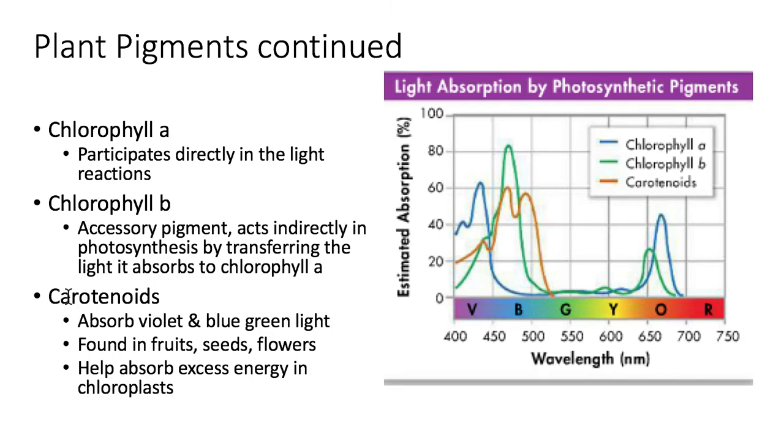And then we have these things called carotenoids, and these absorb violet and blue-green light, and they are responsible for the yellows that you see in daffodils, or the orange you see in an orange peel or carrot.